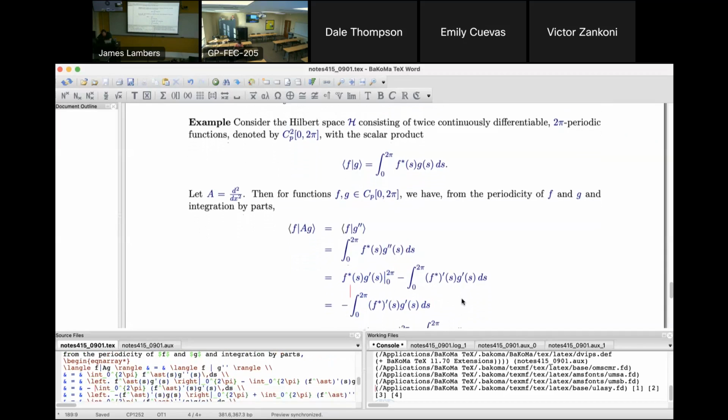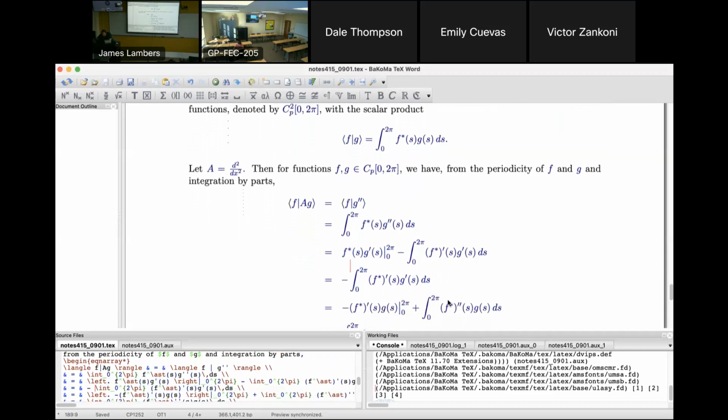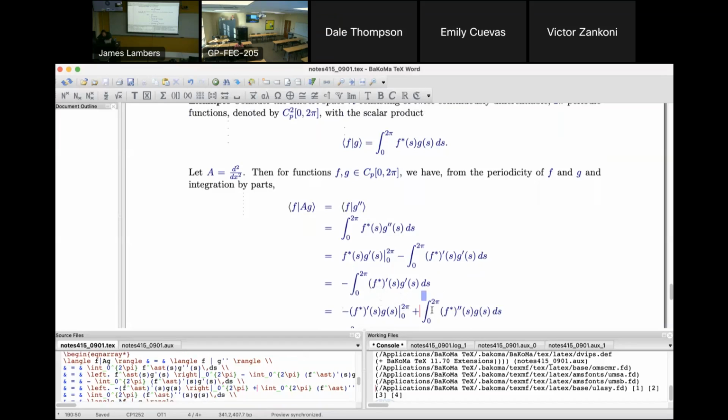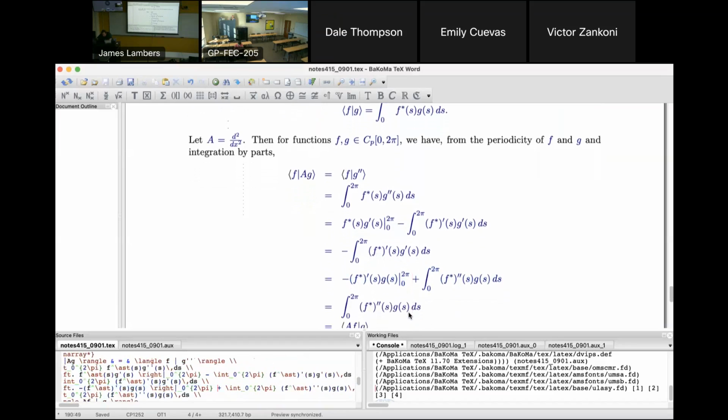But now apply integration by parts to this. So here are my boundary terms. f conjugate prime is the u, and g prime is playing the role of the dv. So I get these boundary terms, and now I have this integral. Because of the periodicity, these boundary terms go away. So now I'm left with this integral.